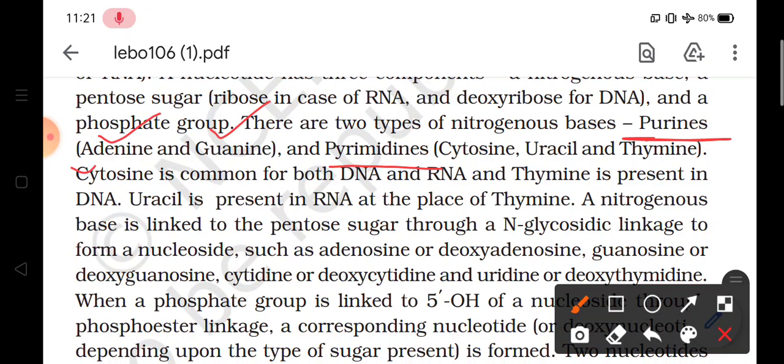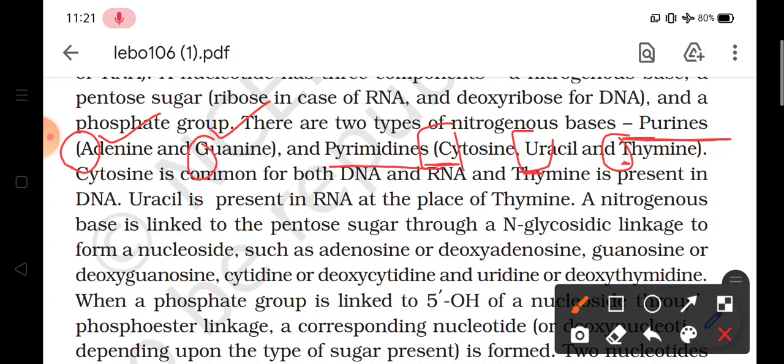So in short form, what can we write? A for adenine, and G for guanine. In the same way, pyrimidine is of three types: cytosine, uracil, and thymine. In short form, we can use the first alphabet, that is C, U, or T. So nitrogenous bases are of two types, purines and pyrimidines, and they are further classified into different types.